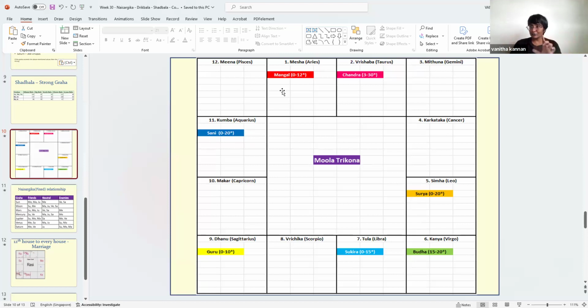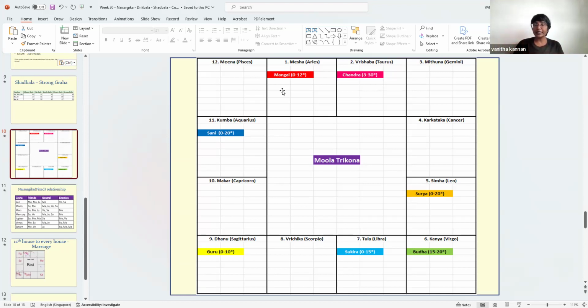Then Chukra owns two houses. One is Rishabha, the second one is the Tula. Rishabha is already occupied by Chandra. Even though it was his own house, Chukran doesn't want to join with Chandra. He feels that the Tula is the best place for him, especially 0 to 15 degree.